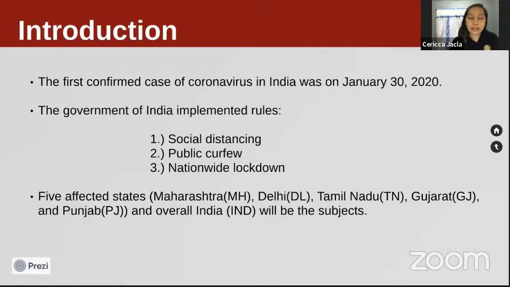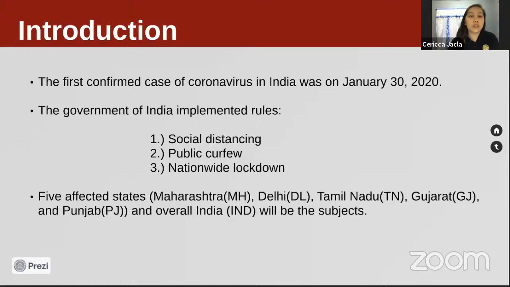So to give you a brief introduction, the first confirmed case of coronavirus in India was reported on January 30 this year. So I'm not going to elaborate further on what is coronavirus because I believe that we have the basic knowledge of what it is. After the first confirmed case in India, the local government addressed and implemented rules such as social distancing to limit the large-scale population movement, and a public curfew.